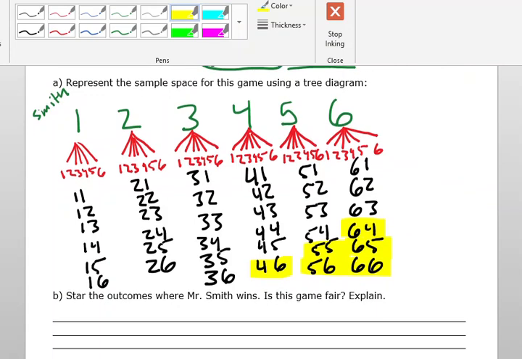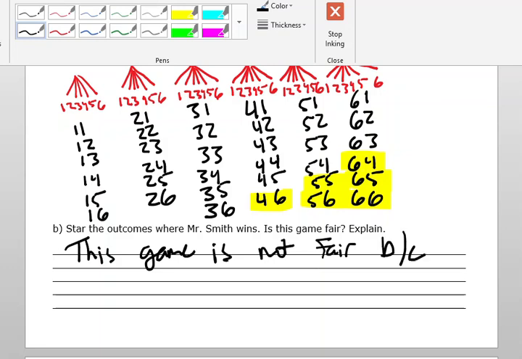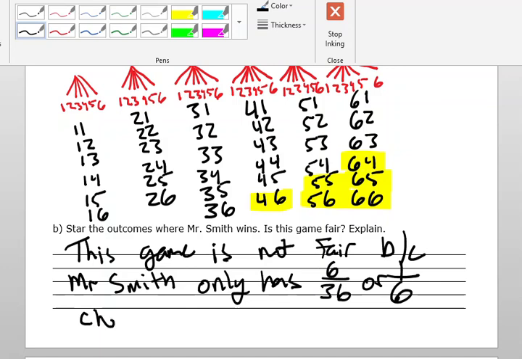Okay, so this means that this game is not fair, because Mr. Smith only has a 6 in 36, or 1 in 6, chance of winning. So it's not a fair game.